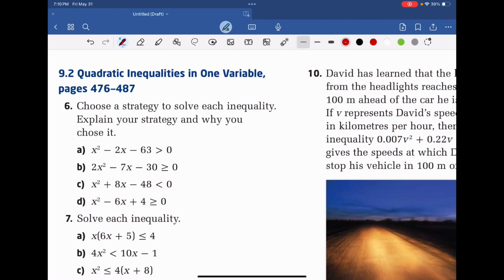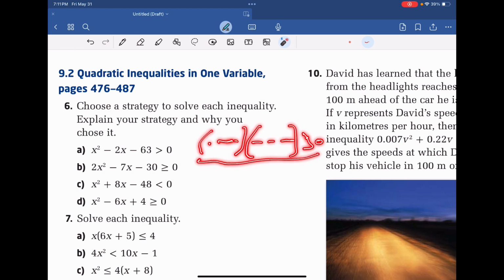For question number 6, choose a strategy to solve each inequality. Explain your strategy and why you choose it. Okay, so to solve this type of exercise, you need to factorize them. You need to have something times something, greater or equal than 0, and show when it is greater than 0 and when it is less than 0.